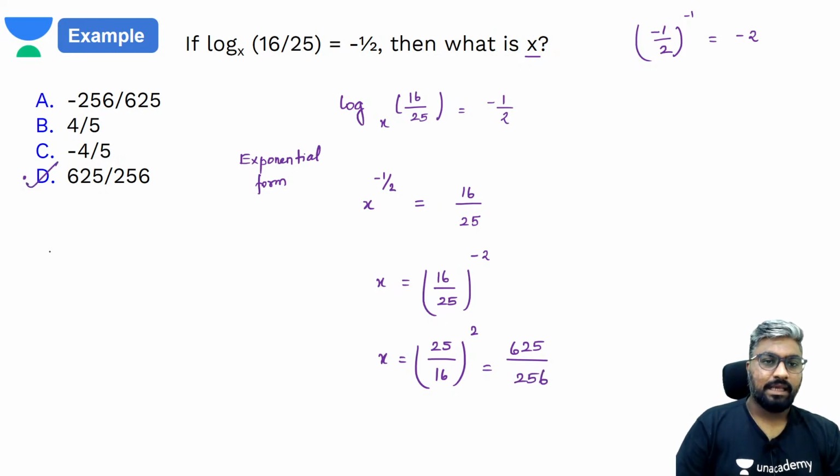Okay? Instead of taking it through logarithm, what did we do? We directly took it through exponential form. You can also take it through logarithmic form. How?